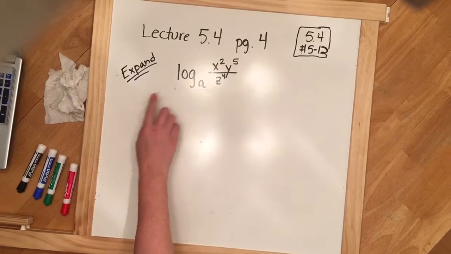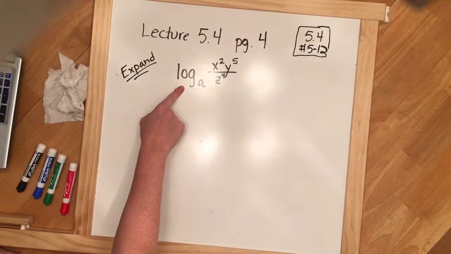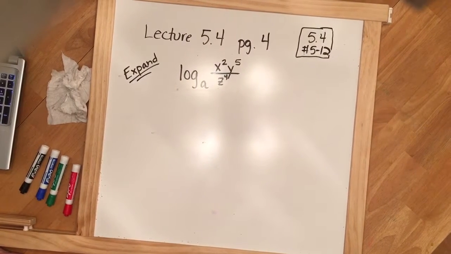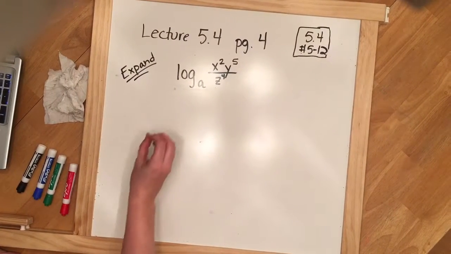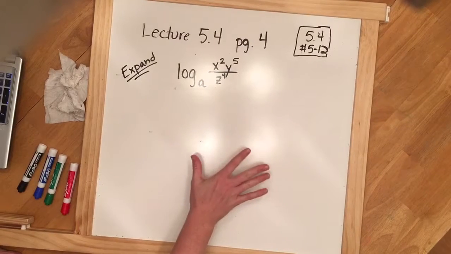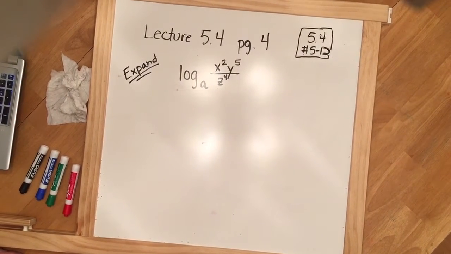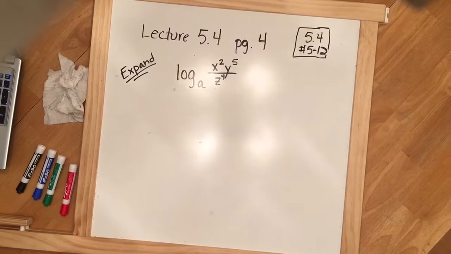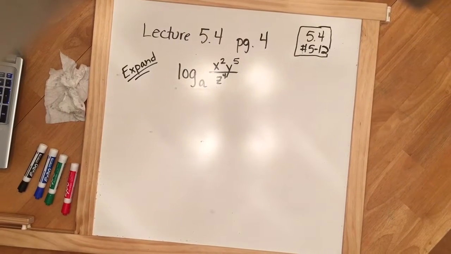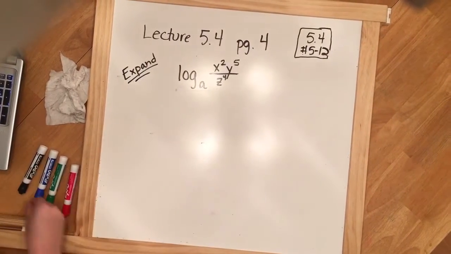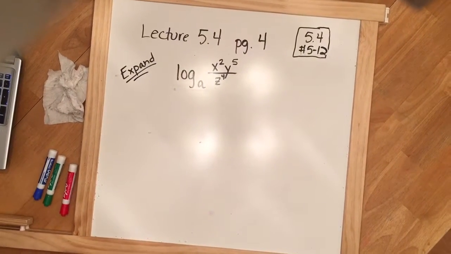So we are going to rewrite this single logarithm as multiple logarithms, and you'll see that on page 4 of the notes. Another way to say that is expanding this logarithm. Now when we expand, we're actually doing the opposite of what we are usually doing in math, because we're usually simplifying or condensing, but in this case we have to break it up. So this is how I think about it.